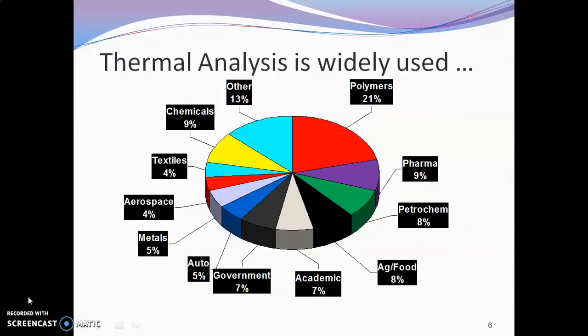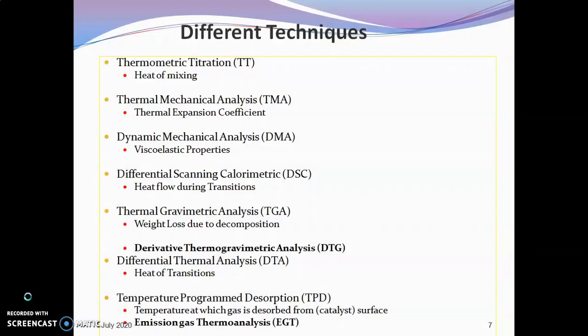Now, thermal analysis is widely used in many areas such as polymers, the pharma industry, the petrochemical industry, and the food industry. In academics also it is used, in the government sector, then aerospace, textile, chemical and other sectors also. If you look at the many areas where thermal analysis is used, the largest share is with the polymer industry.